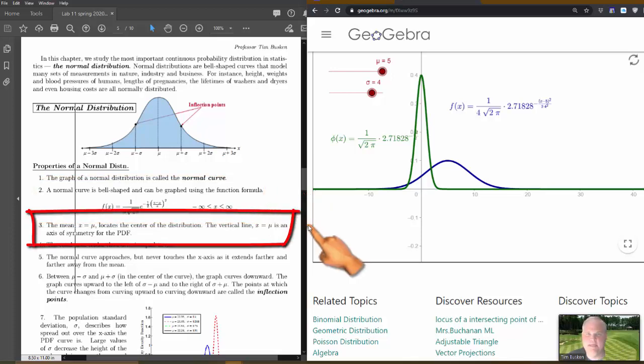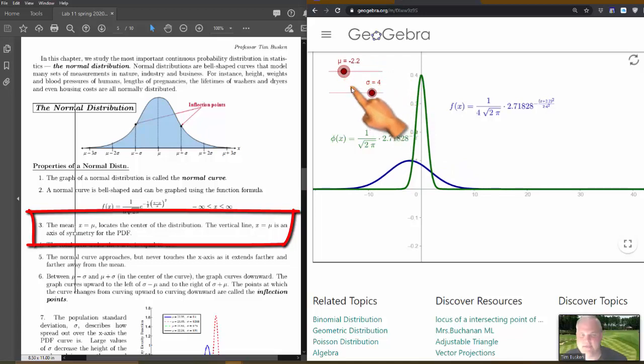Property 3, the mean locates the center of the curve. If, for example, and watch the blue curve, right now we see the blue curve is centered at 5. If I move that back to say negative 2.2, you see what happens to the center of the normal curve. The entire normal curve is centered right at the mean. That's an important property to remember.